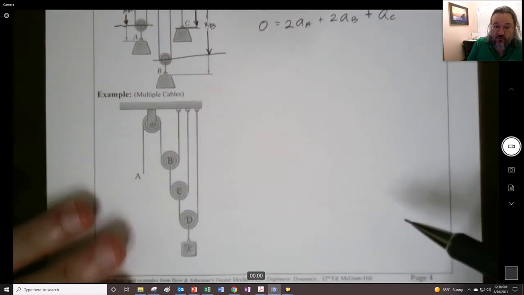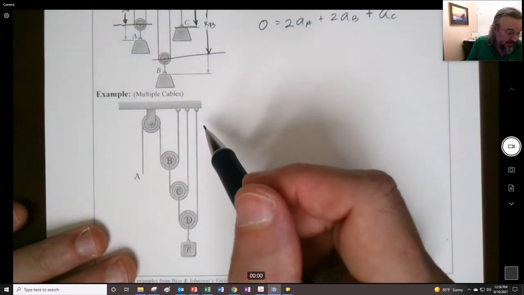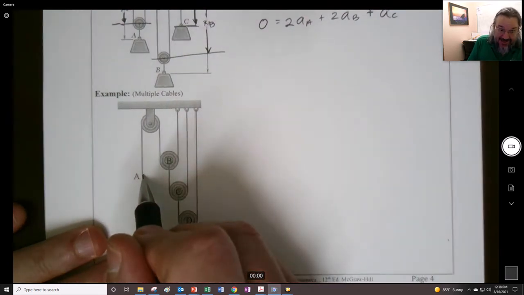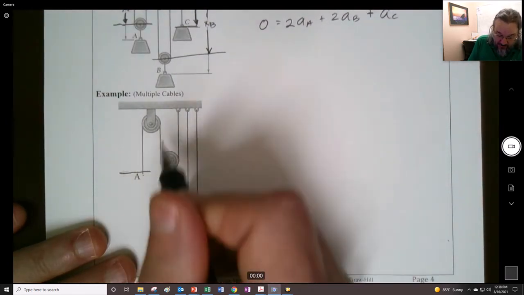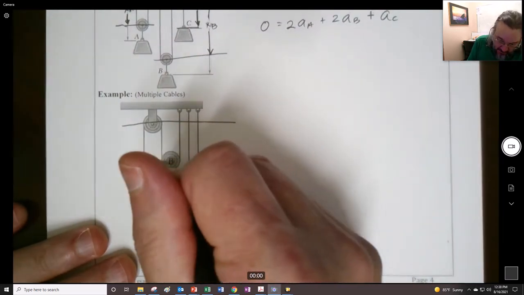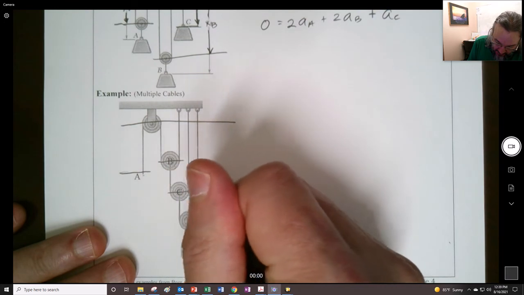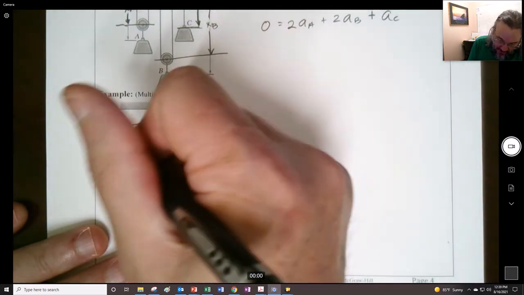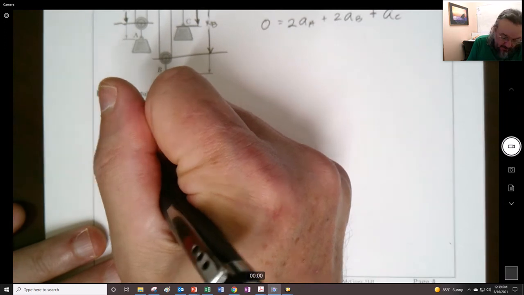Now, if we have multiple cables that are taking place, and let's say A is the end of a cable right there, what we could do here, and you're going to have to write these in carefully right in there in little gaps. We could say that here is, I guess I'm going with the X's.